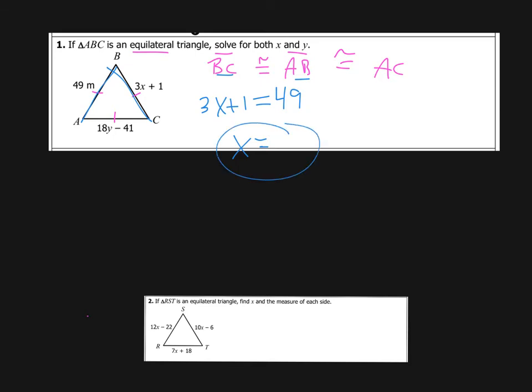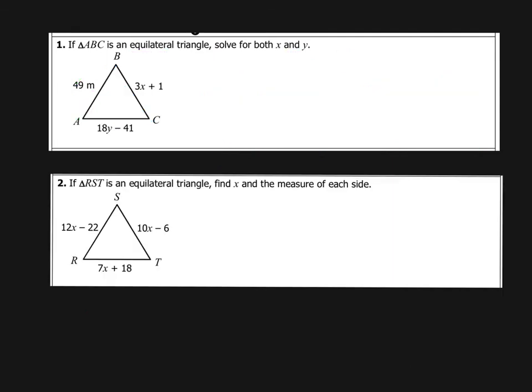On the AC side of things, I have 18Y minus 41 is AC. So I have 18Y minus 41, and what's that equal to? Well, since they're all equal to each other, this is also equal to 49. And this is my poor attempt at a Y right here. So again, simple enough, you should be able to solve for Y. And that wraps up number 1.